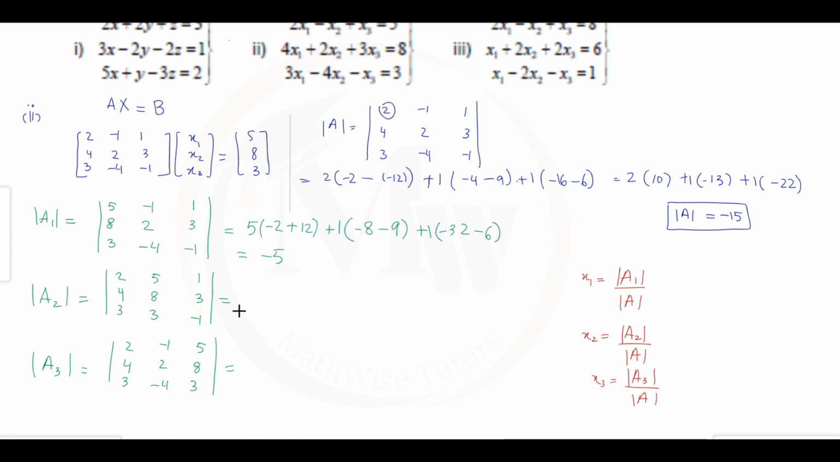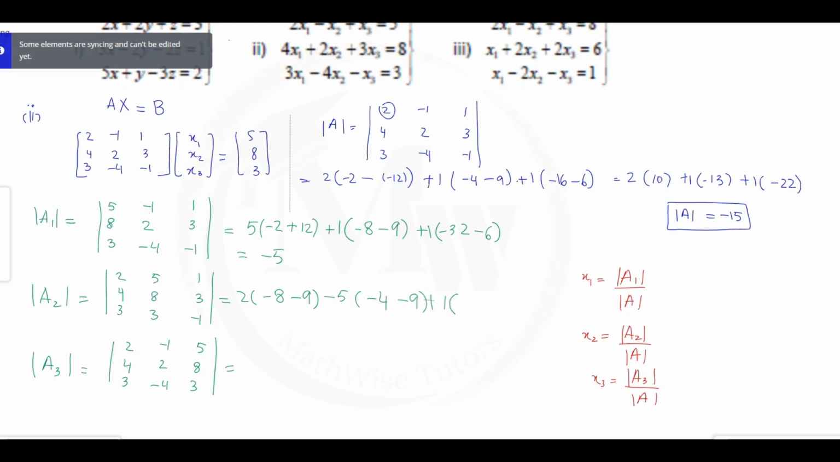Now it's time to find the determinant of A2. Fix 2 first and cross multiply. 8 times minus 1 is minus 8. 3 times 3 is 9, minus 9. Now the second column, plus with a negative sign: minus 4, 3 times 3 is 9. And the third one now with the plus 1, 4 times 3 is 12, 8 times 3 is 24. Now to simplify this, after simplification it will give us 19.